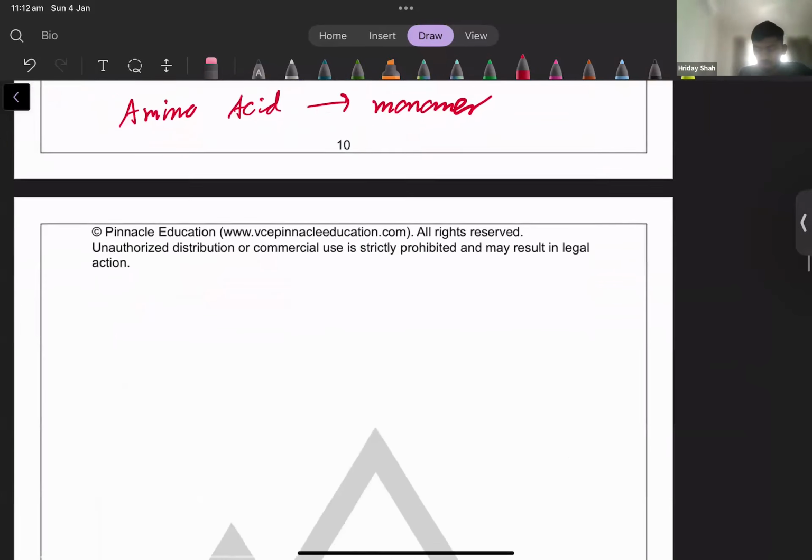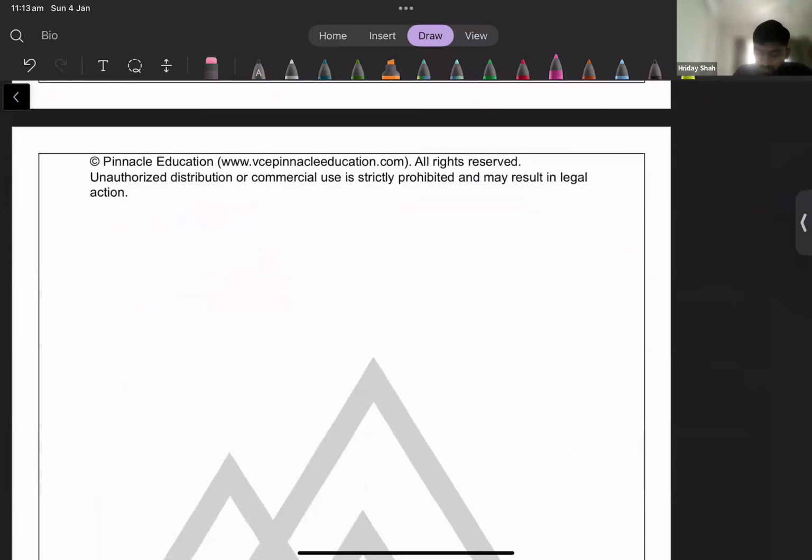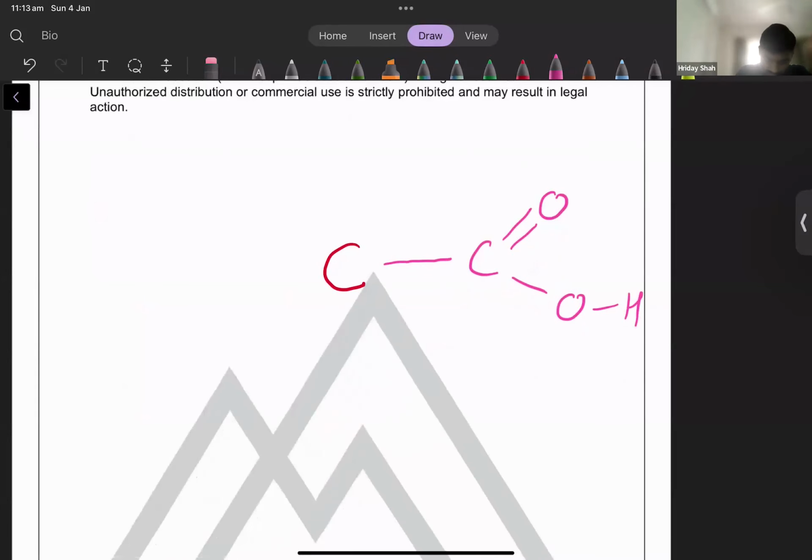So we'll start with drawing the structure of a single amino acid. Compared to just the 3 parts for a nucleotide, amino acid has 5 subsets. Firstly, we've got our central carbon, but that's just the carbon at the very center. Now, to the right of the central carbon, we're going to get our carboxyl group. Carboxyl group, central carbon.